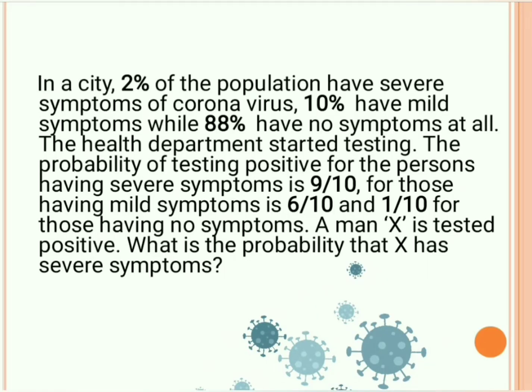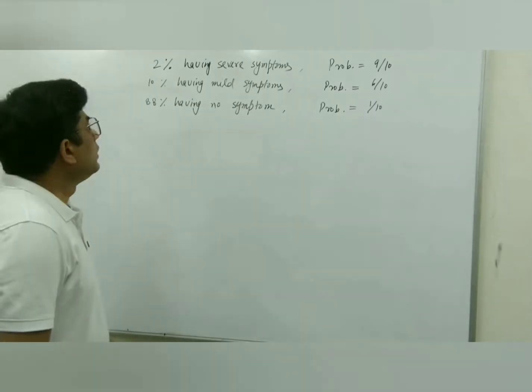In a city, 2% of the population have severe symptoms of coronavirus, 10% have mild symptoms, while 88% have no symptoms at all. The health department started testing. The probability of testing positive for the persons having severe symptoms is 9 by 10, for those having mild symptoms is 6 by 10, and 1 by 10 for those having no symptoms. A man X is tested positive. What is the probability that X has severe symptoms?